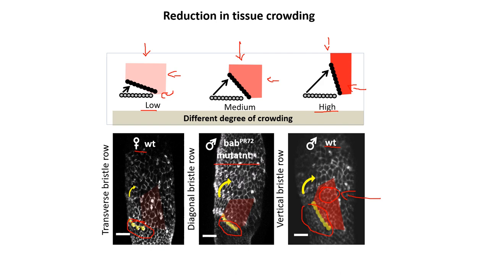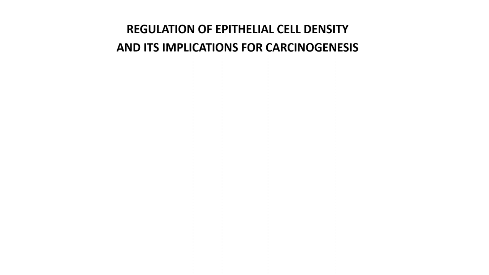Okay, so to summarize, and I know that I removed many sections of the other paper, I just don't want to make this class too overwhelming and focus on the genetics. I just want to focus on the key component, that is the regulation of epithelial cell density. Yeah, it's important and it has very important implications for the process of carcinogenesis and the progress of cancer.